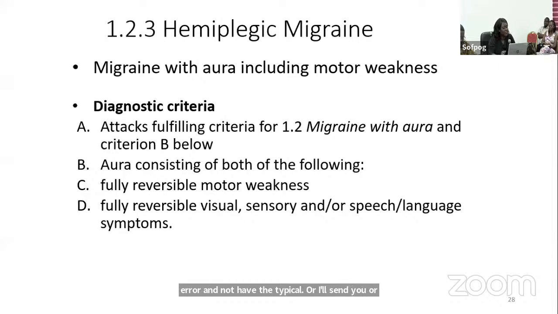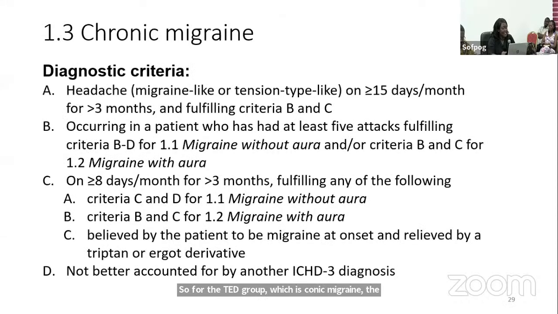So for the third group, which is chronic migraine, the diagnostic criteria are headache that lasts 15 or more days in a month for more than 3 months, and that they fulfill criteria B and C we have already discussed for migraine with aura or migraine without aura. And on 8 or more days for 3 months, they fulfill all the criteria described earlier. And the patient believes that migraine is the onset of their headaches, and it is relieved by using a triptan or an ergot derivative, which my good friend, Dr. Glover, will talk about later on.